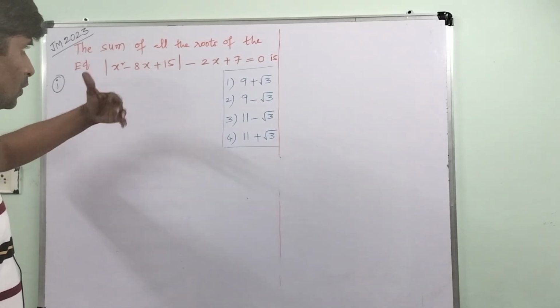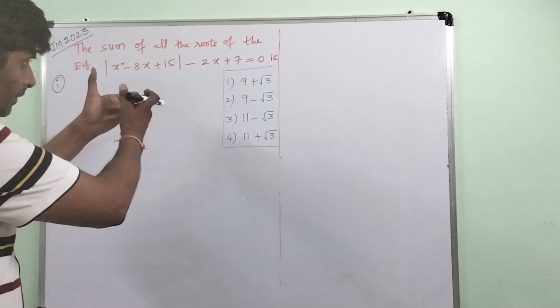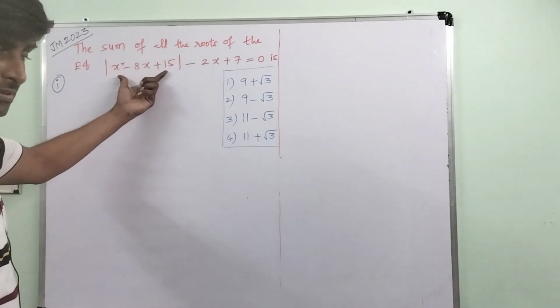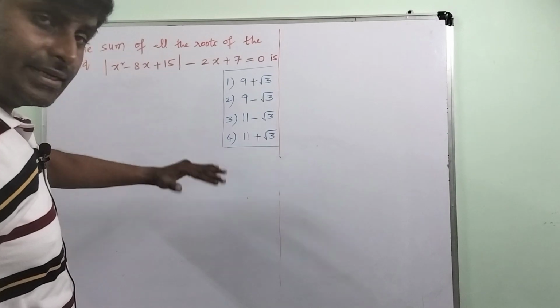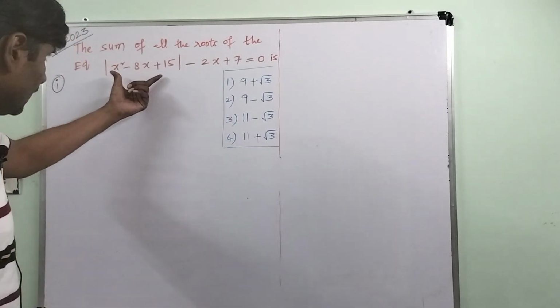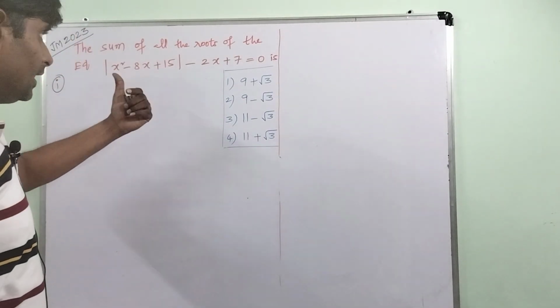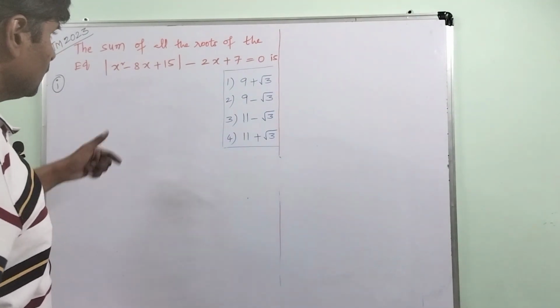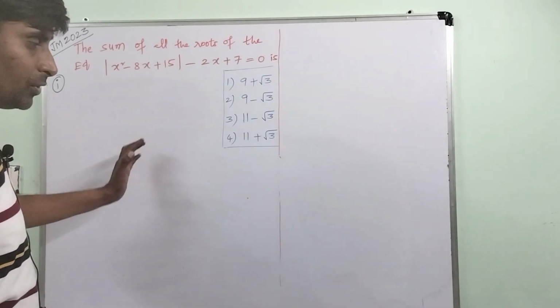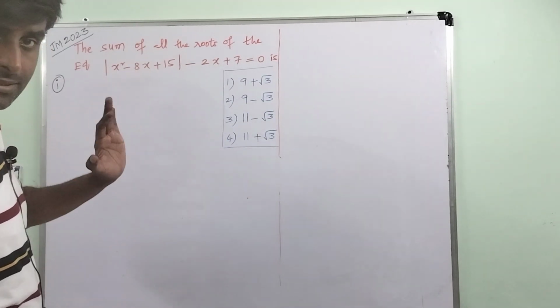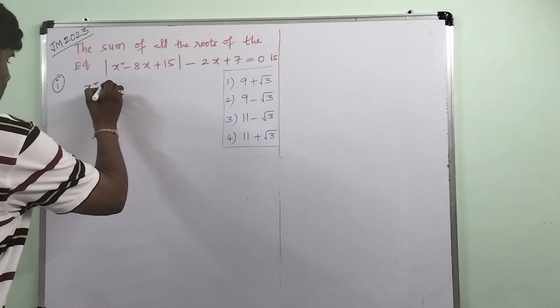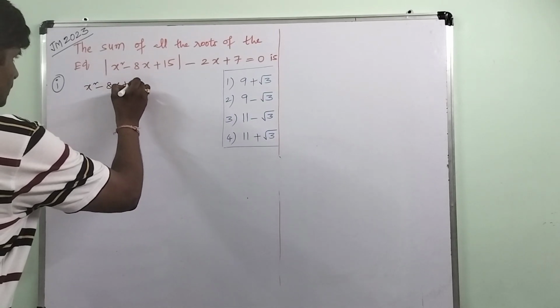So let us start solving this equation by dividing into two cases, by taking this expression as positive ones and same expression negative ones. Let us see where this expression is positive and where this expression is negative. Finally, after getting possible roots for this, we are going to add all those to get the answer, right? So now let us take this expression as positive ones.